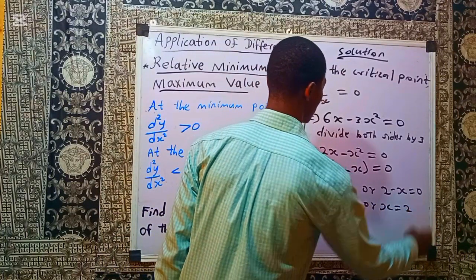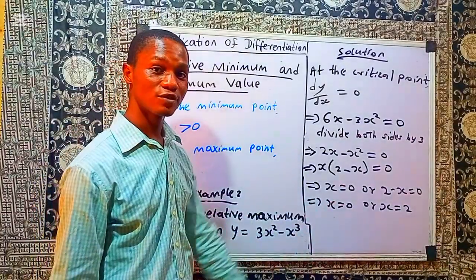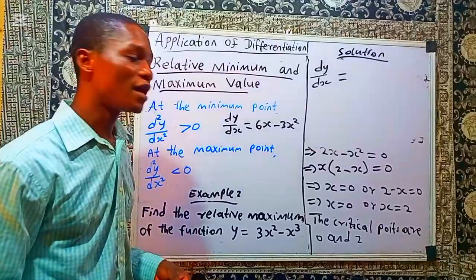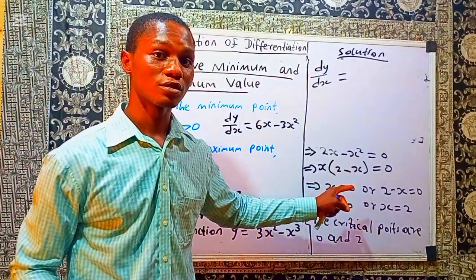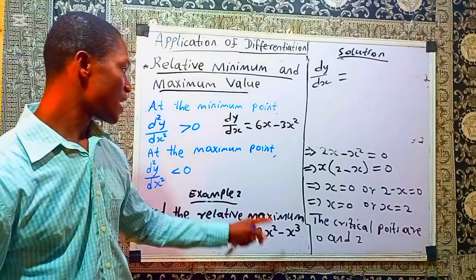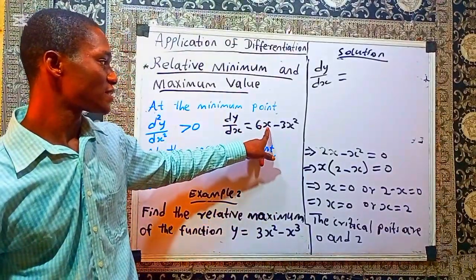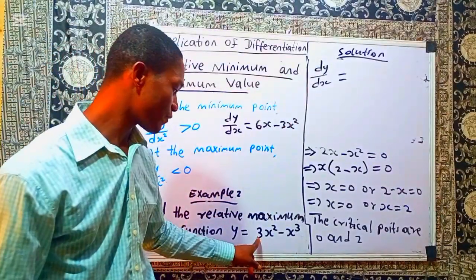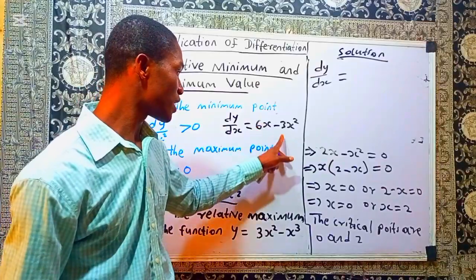Positive 2. So x is 0 or positive 2. These are the critical points. Let me just write it down for me. Remember when we were finding the critical points, we differentiated the function with respect to x, and I have written it down. This was what we got: 6x minus 3x squared. If you want to check it, you can differentiate this function and check. So if you differentiate this function, you are going to get this.